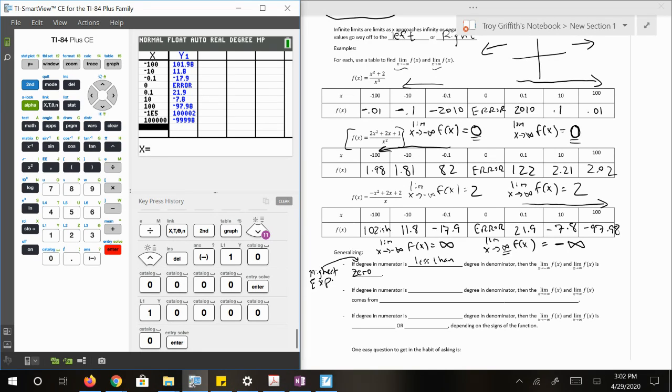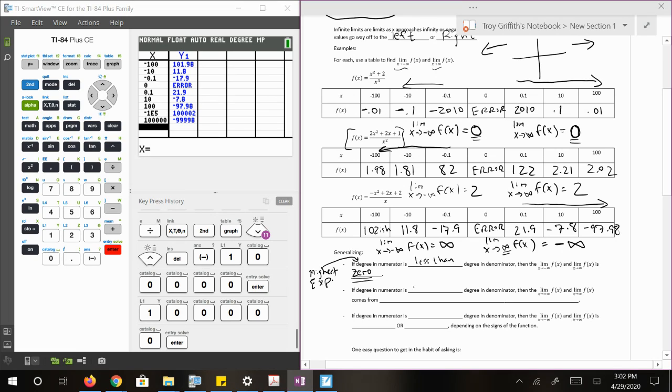Okay, so that's our first scenario: degree in the numerator less than the degree in the denominator. Okay, next scenario. If the degree in the numerator is equal to the degree in the denominator, then let's think about what happens with our limit.